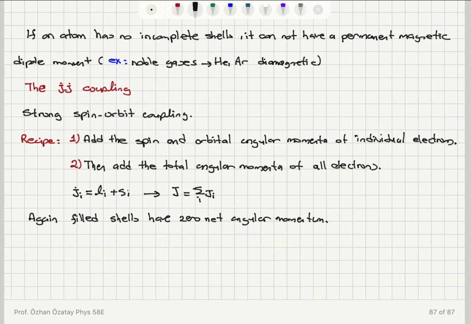If the atom is a heavy atom, with a large Z value, we have strong spin-orbit coupling, and then the addition scheme changes. We have to add for an individual electron the spin and orbital angular momenta, and then find the total angular momentum of all the electrons by adding up the total angular momenta of individual electrons. And again, the same result applies. Filled shells have zero net angular momentum also in the JJ coupling.